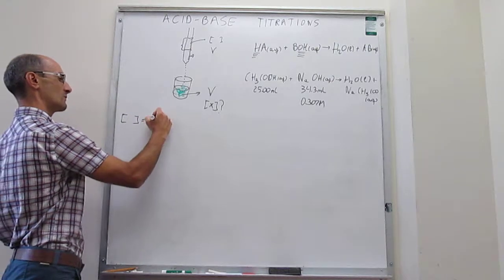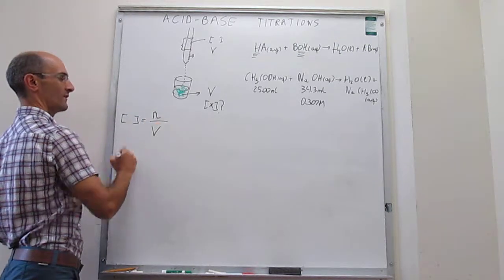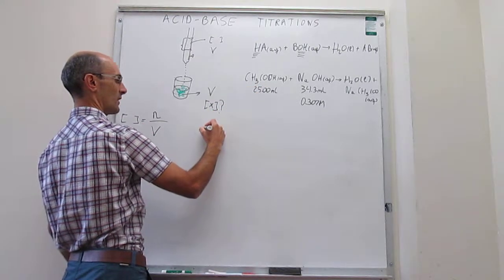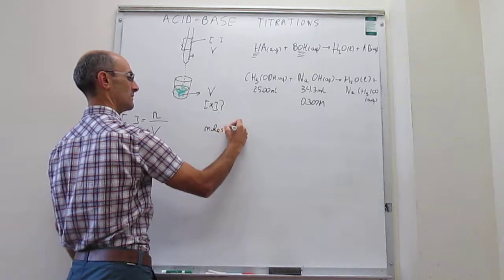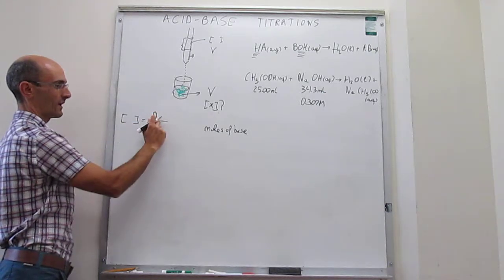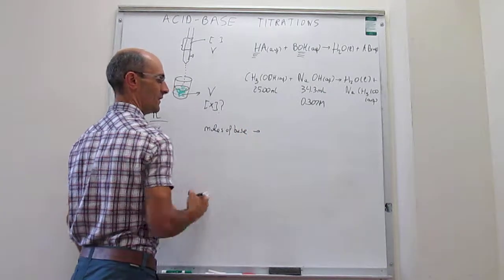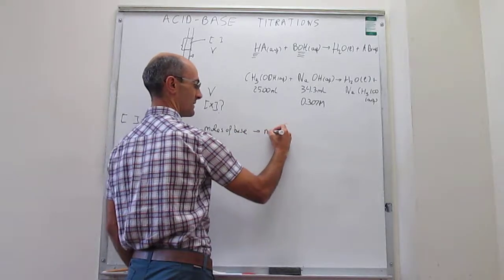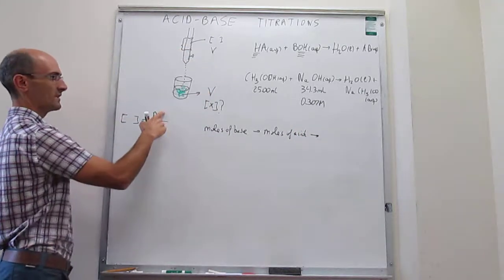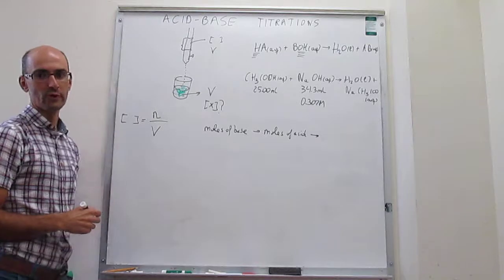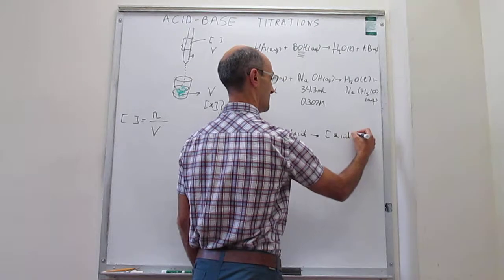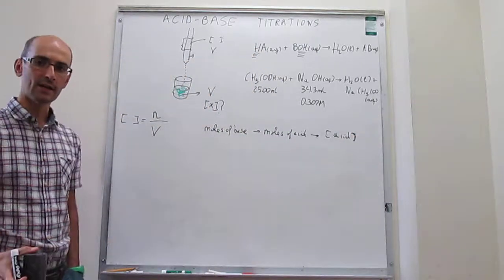Just a little bit about the equations. The molar concentration is equal to the number of moles divided by the volume of the solution. In this case, we're going to calculate first the moles of base. We know that because we have the molar concentration and the volume. Then from here, with the stoichiometric calculation, we will get the moles of acid. And if we have the moles of acid, because we have the volume, we can calculate the molar concentration. So we can get finally to the molar concentration of the acid. I'm going to do all of these calculations at one time.